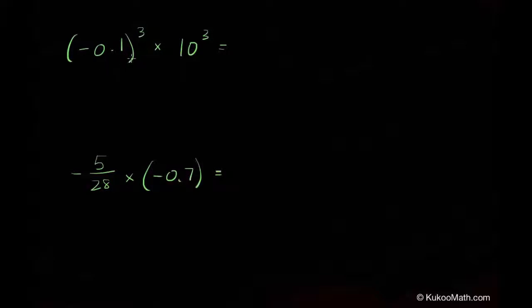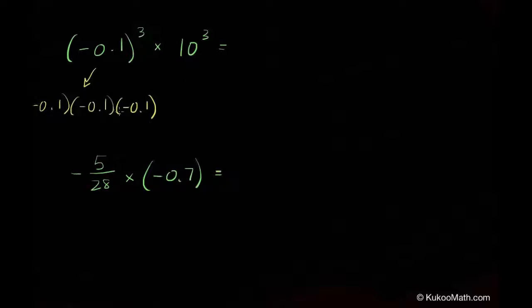Negative 0.1 to the third power times 10 to the third power. Let's take this step by step. Let's first do negative 0.1 to the third power. We know that anything to the third power means that we multiply whatever's in the parentheses by itself 3 times. So basically, this portion of it is just negative 0.1 times negative 0.1 times negative 0.1.